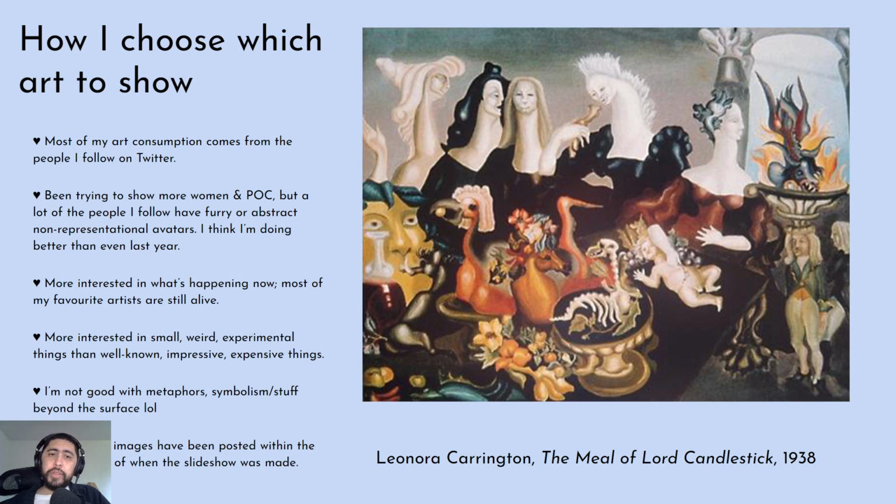I've been trying to show more women and people of color, but a lot of the people I follow have furry or abstract non-representational avatars. I think I'm doing better than even last year. I'll talk more about women and people of color, but those are represented less in artwork in general, and so I try to tend towards that. But like I said, I follow what I want to follow specifically, so a lot of that is furry art. Sometimes I can't tell the background of the person, even if they're gay or straight, or what race or ethnicity, or where they're from, or their age. Sometimes I don't know any of that, and I really like that because it could be anything, right?